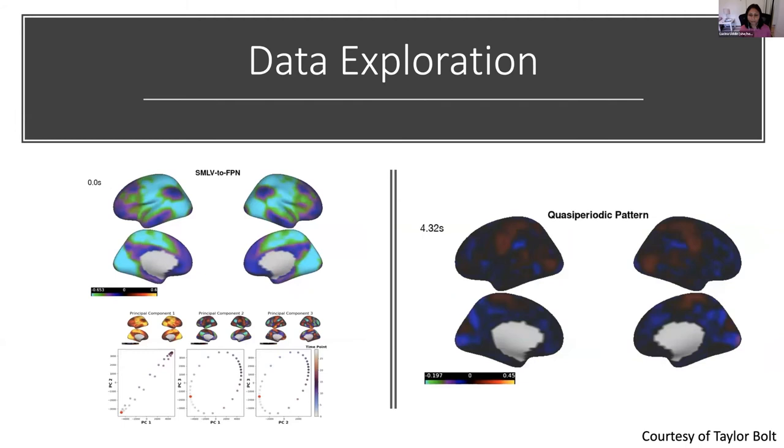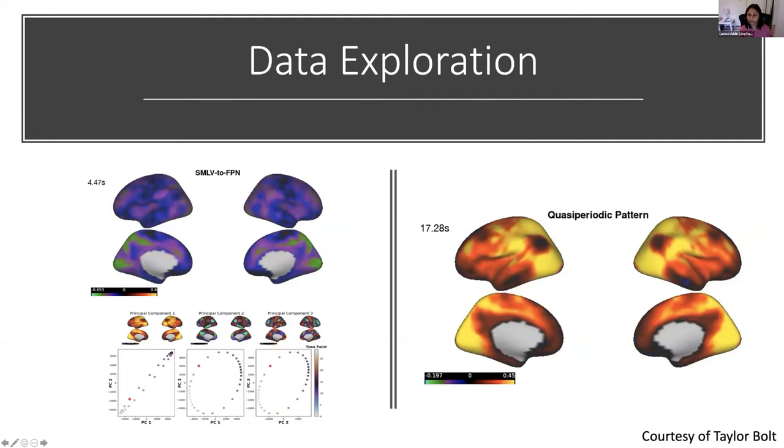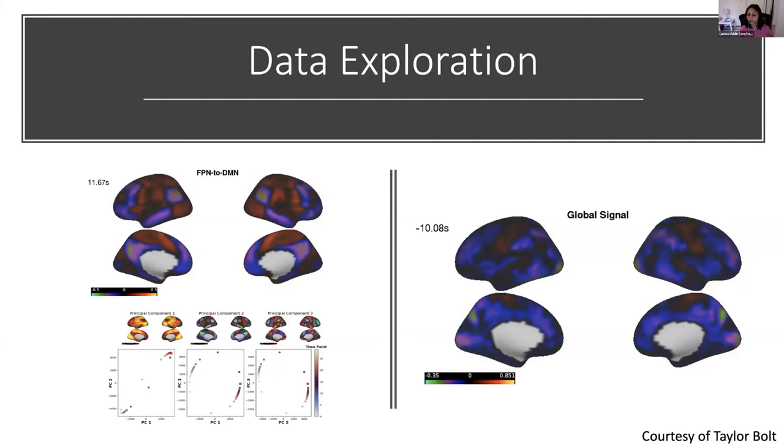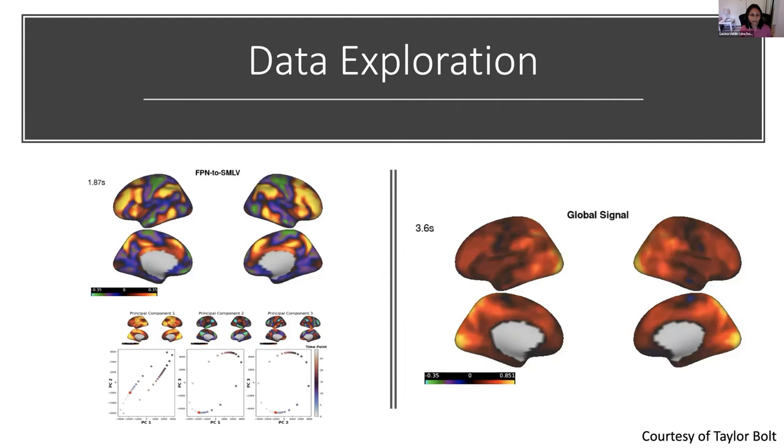These are some images from a paper that one of my former graduate students, Taylor Bolt, is currently working on, where he's talking about traveling waves of activation across the cortex. And what better way to understand these, what he and Kjellholz called quasi-periodic patterns. But what better way to visualize them than to really have a movie that tells you what's going on at a particular point in time?